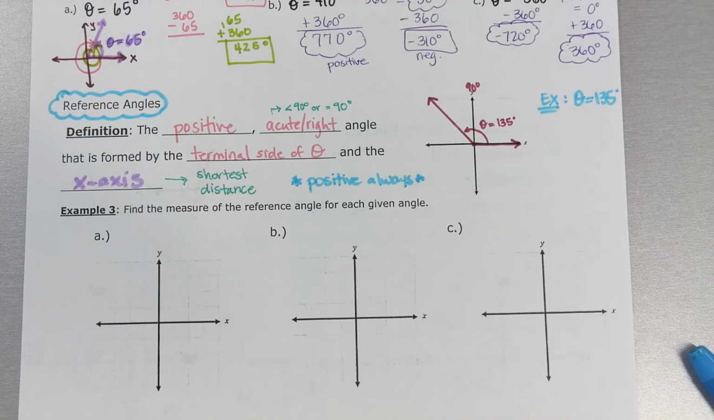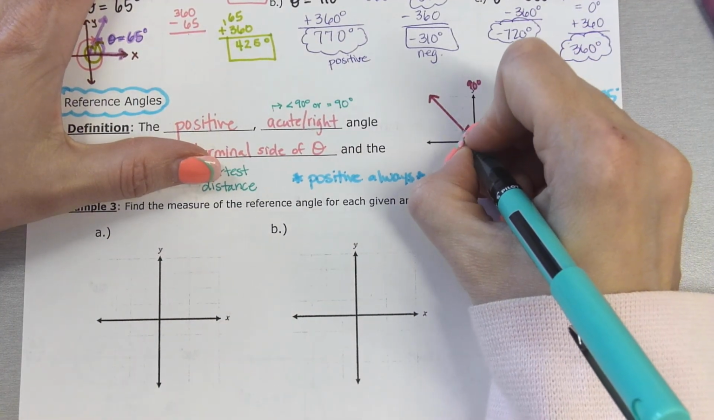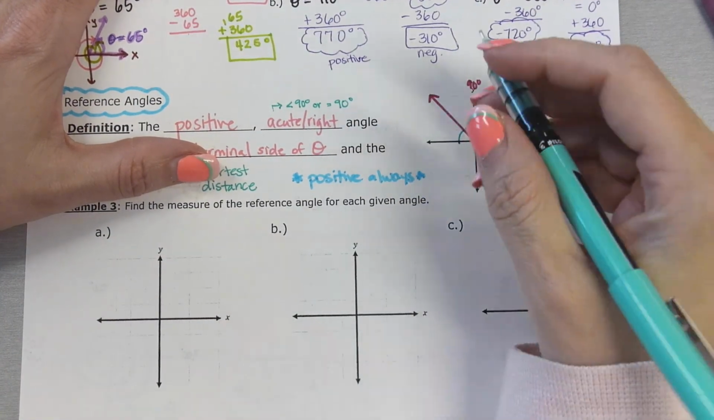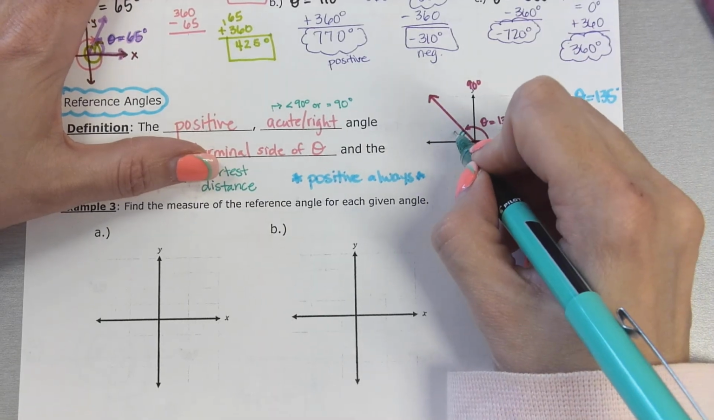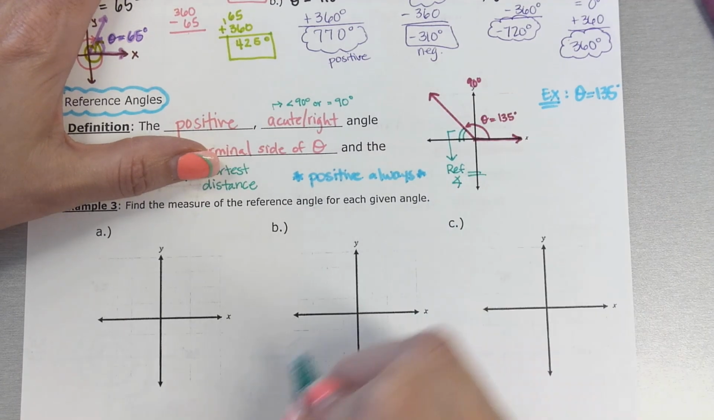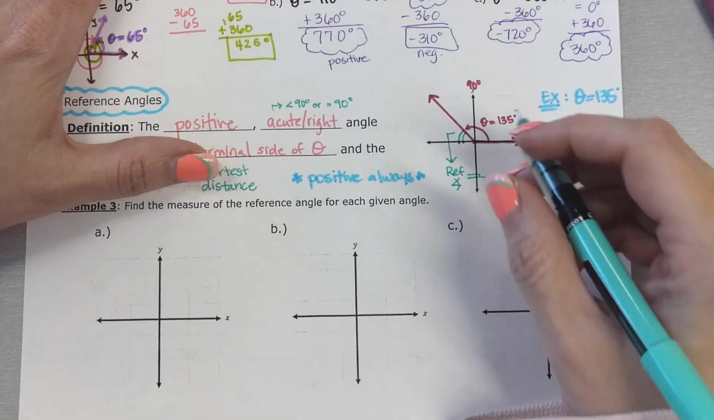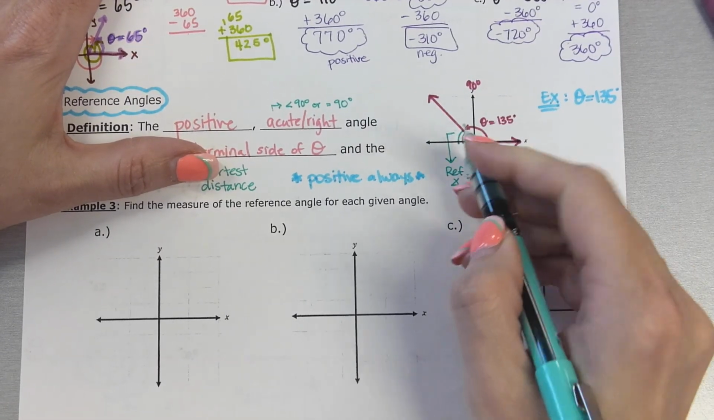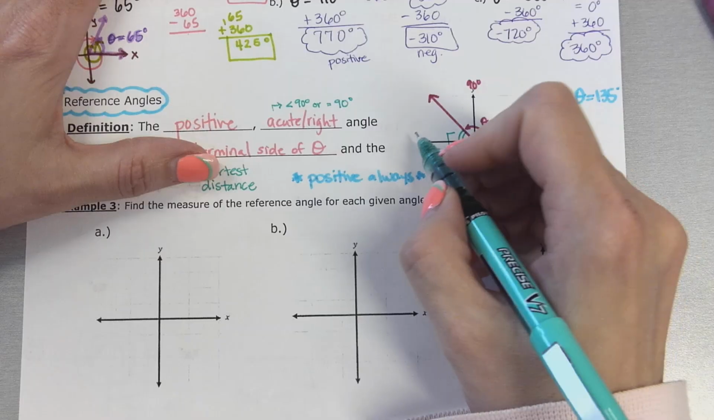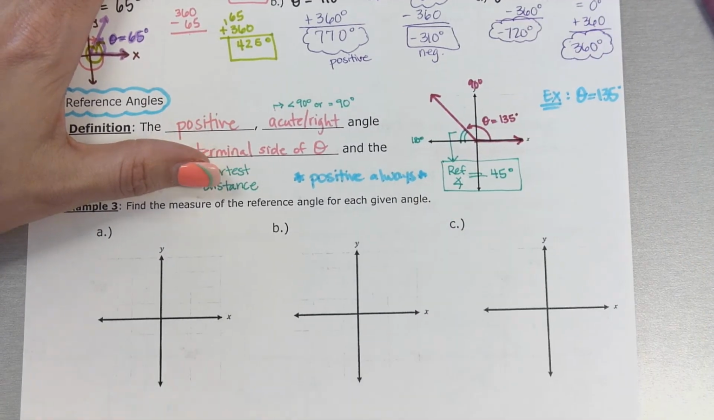The red. Okay, so if you're watching the video, you can't see this because it was on the smartphone. The shortest distance is going to be to the negative side of the x-axis. This is your reference angle. And that is equal to how many degrees? Yes, because the distance from 135 to 180 is 45.